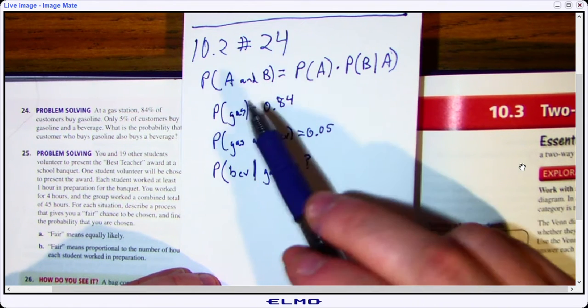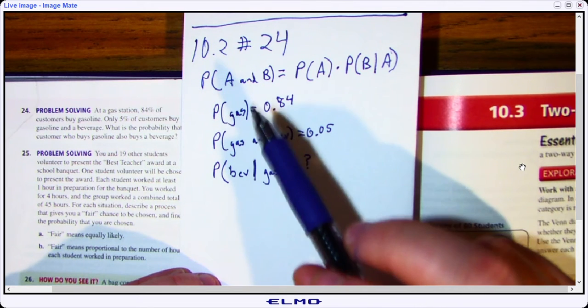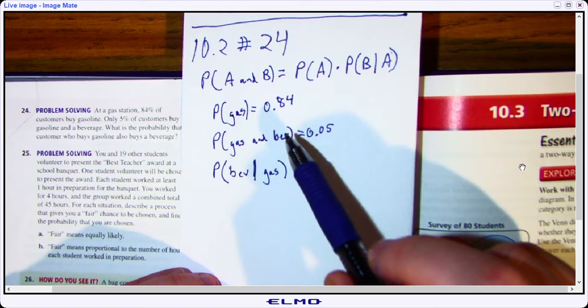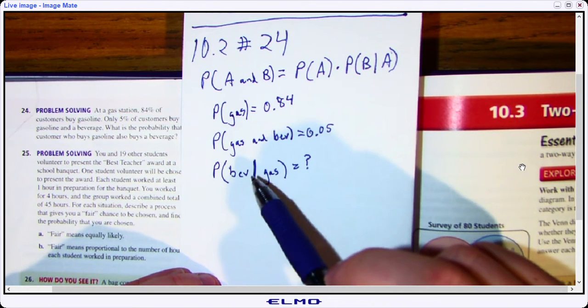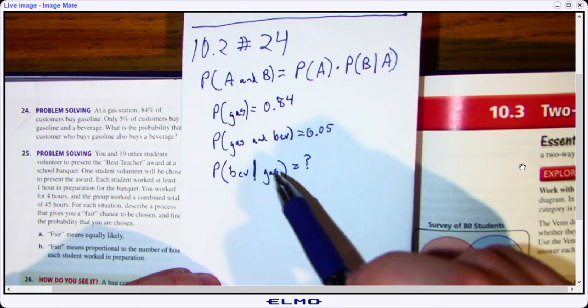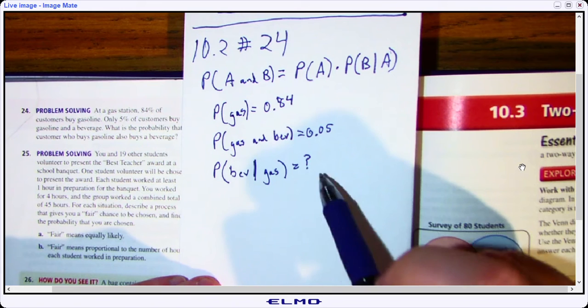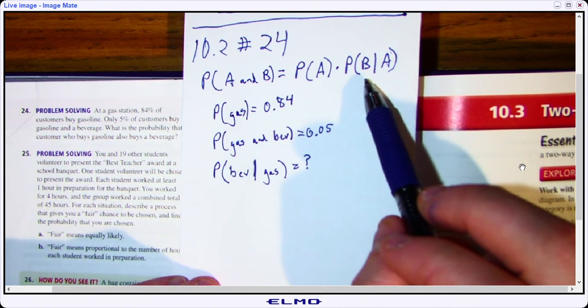Probability of A in this case looks like the probability of gasoline. Probability of A and B looks a lot like the probability of buying gasoline and a beverage. And this one, probability of B given A, looks a lot like the probability of buying a beverage given that you bought gas. With that in mind, we can just substitute these values into this equation and get a result.